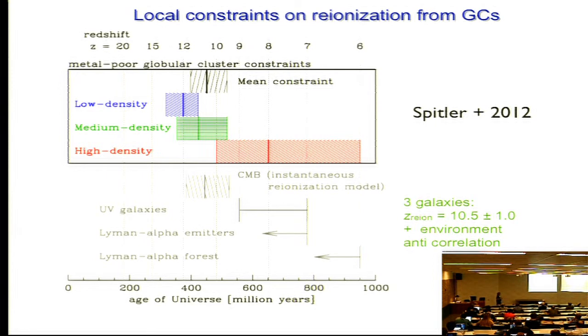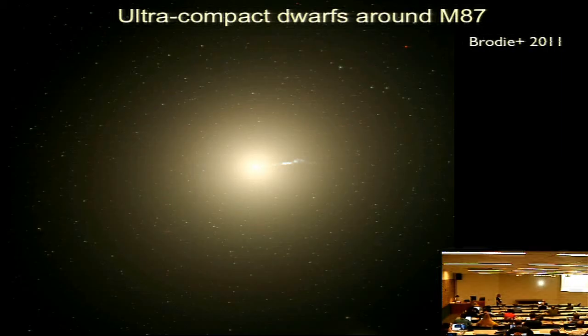And I think the way to look at this is that this measures when reionization ended. So it ended most recently in the high density environments, but it can also have started earlier in those high density environments. But there does seem to be an environmental dependence.